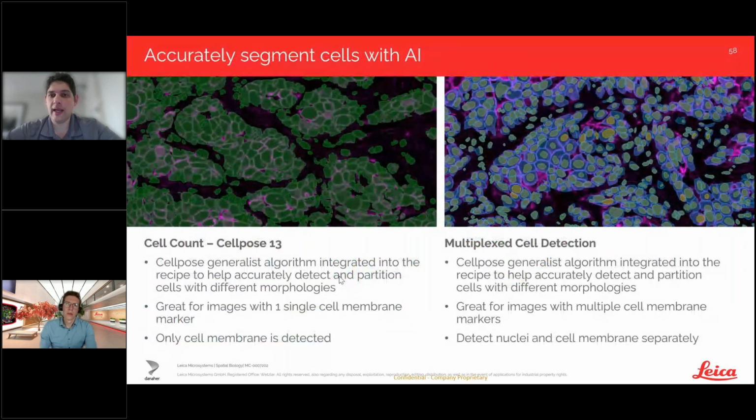We have some deep learning algorithms that are built into the software to make the segmentation process simpler. We use Cellpose to allow for cell counting, as well as multiplex cell detection. And you can detect nuclei and cell membranes separately to get the truest picture of individual cell morphology.